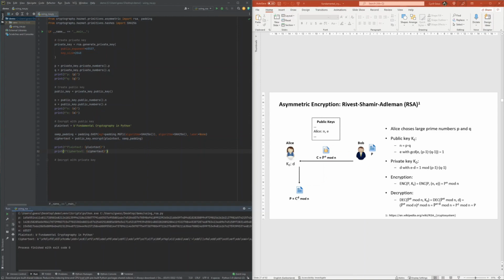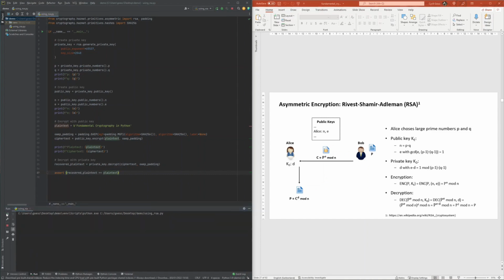The ciphertext clearly doesn't resemble the plaintext, and with this I proceeded to decrypt this ciphertext and made sure to verify that this recovered plaintext really is the original plaintext that I started with. This, of course, succeeded.